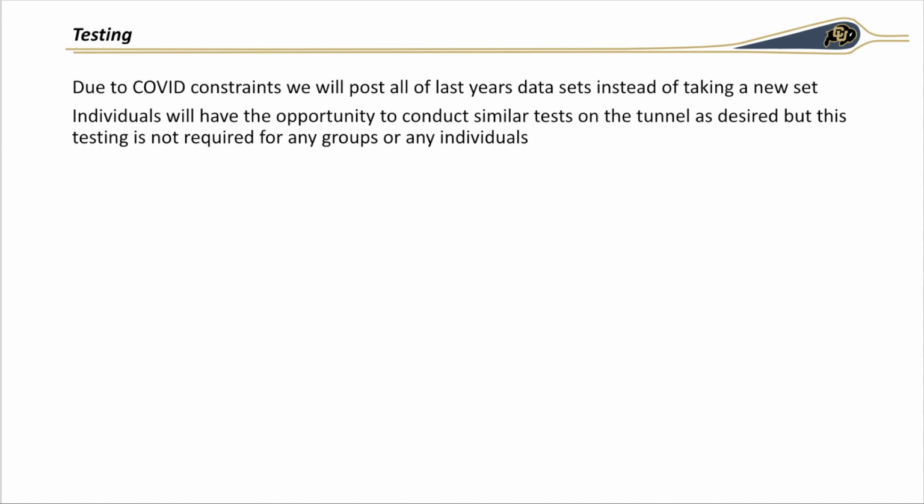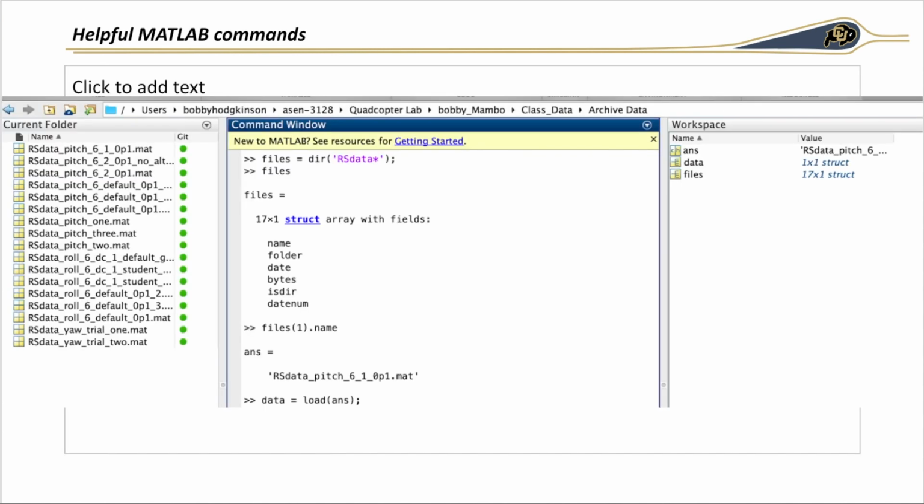Now due to COVID constraints, we will post all of last year's data sets instead of taking new sets. Individuals will have the opportunity to conduct similar tests on the tunnel as desired, but this testing is not required for any groups or any individuals. Now this means you'll be given lots of data files that need to be manipulated using MATLAB to determine specific things like the voltage to velocity relationship or the lift and drag on the airfoil that we'll talk about later on.